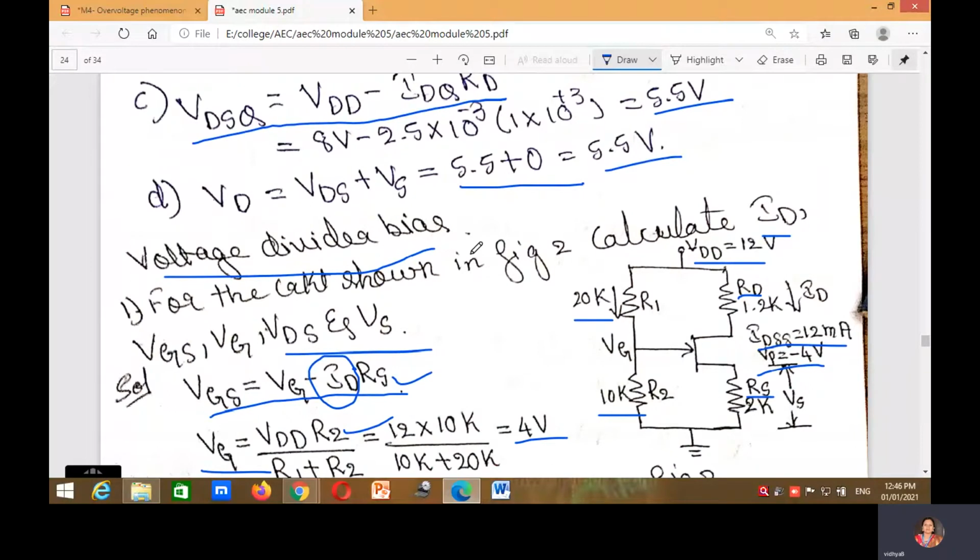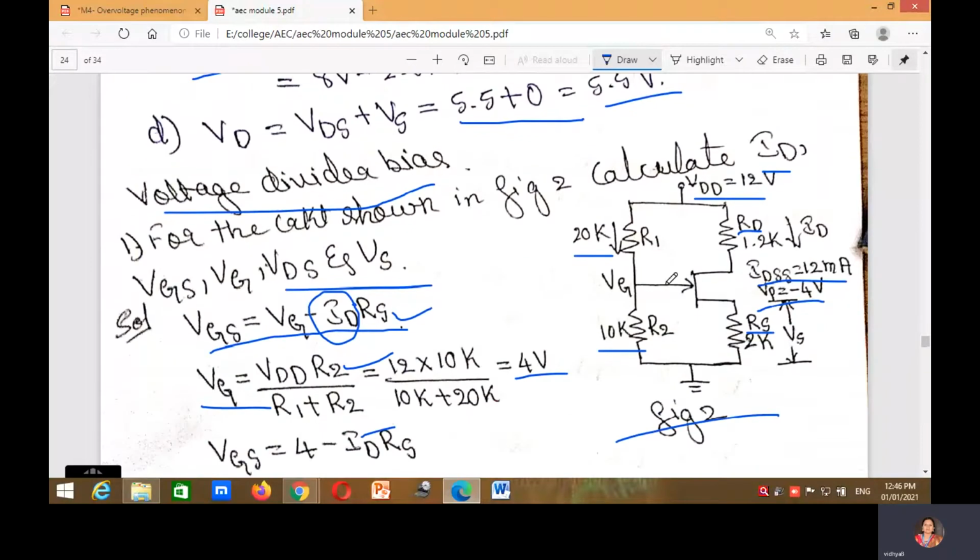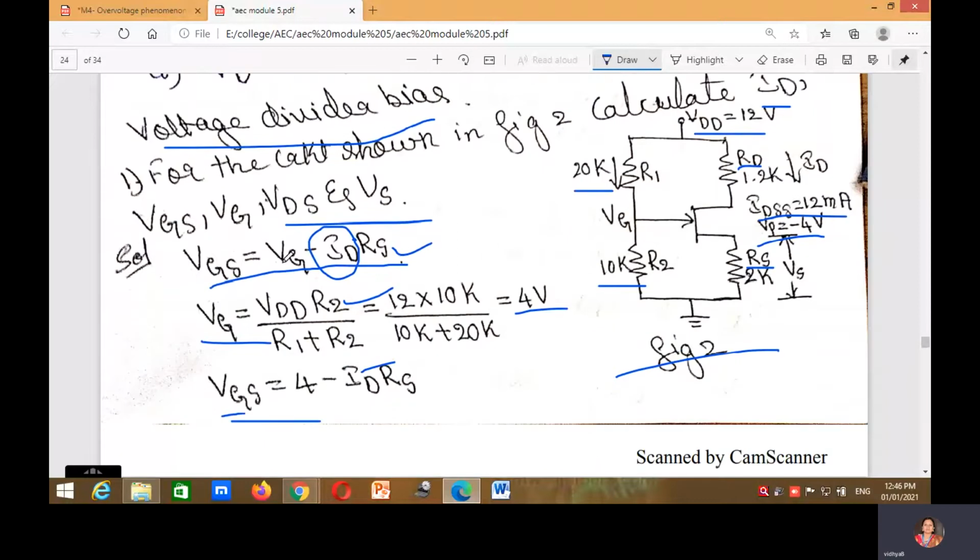Next is the voltage divider bias. They have given the circuit diagram, with the values R1, R2, RD and RS, the VDD value, and the IDSS and VP values. VGS is equal to VG minus ID into RS. We don't know the value of ID, and we don't know the value of VG also. First, VG is equal to VDD into R2 divided by R1 plus R2. We know all the parameters. Substitute, and you'll get 4 volts.